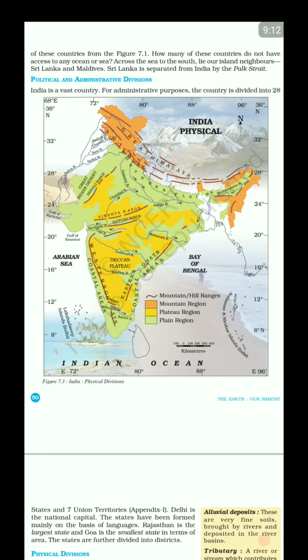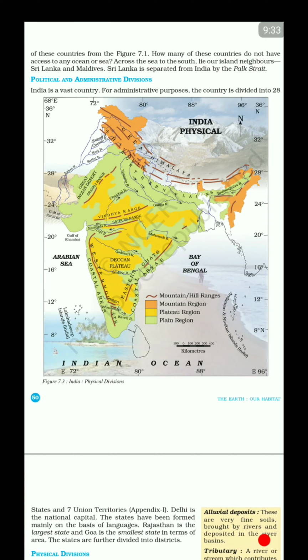Now, what is the basic difference between a plain and a plateau? See, there is really no difference between plain and plateau. The only difference is that when a plain reaches a height, it is known as a plateau. So a plateau is a large area of flat land at a height. So that is what a plateau is.